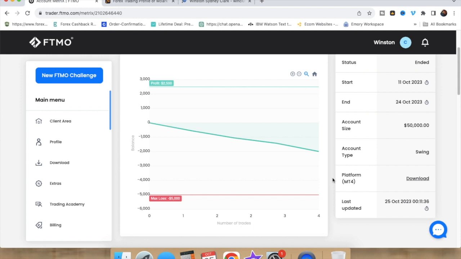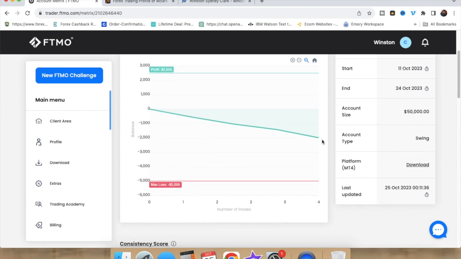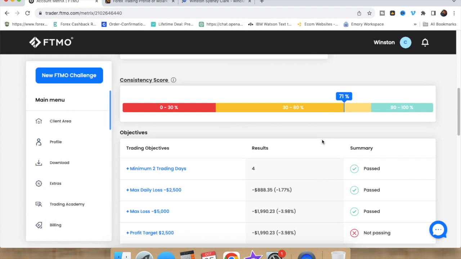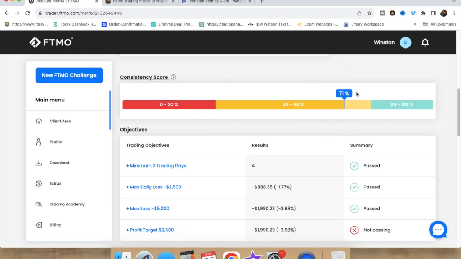I think on my next try, I may try to do some manual trades, or I might try to do a combination of both, because there was a point of time where the equity was a little bit higher. It didn't go above the 2,500, but it was a little bit higher, and I could have closed that trade and it wouldn't have been so bad. But my consistency score down here actually increased. I don't remember what it was in the last video, but I know that it was somewhere around this area.